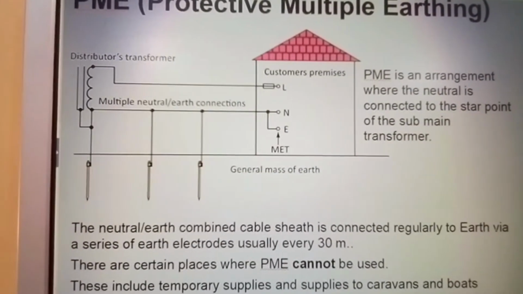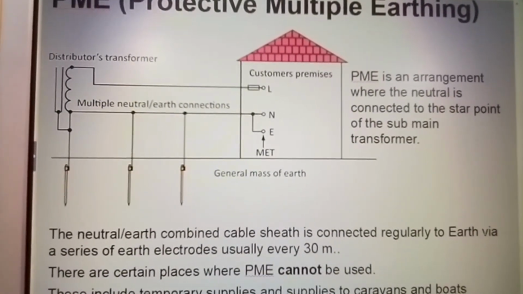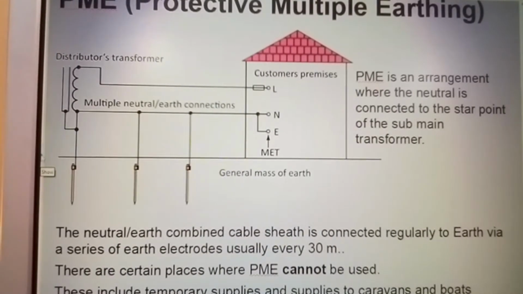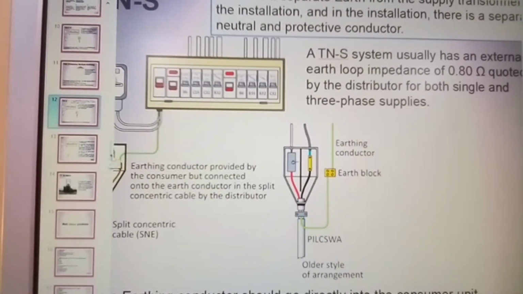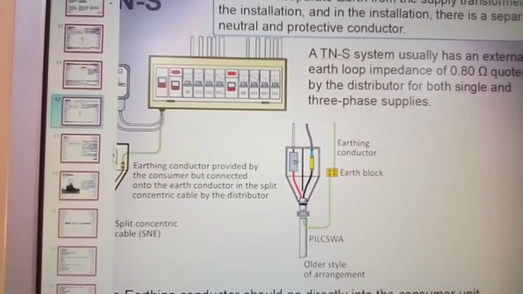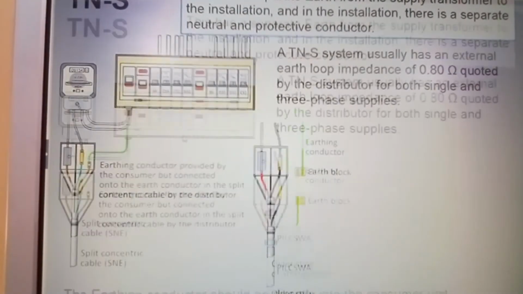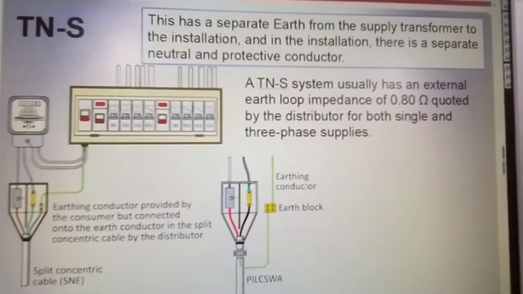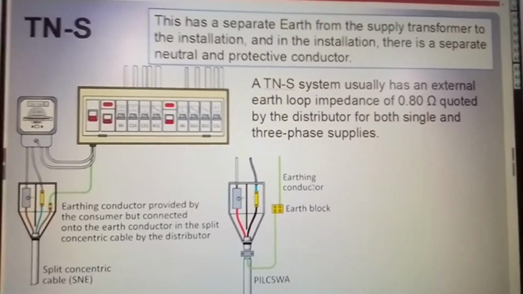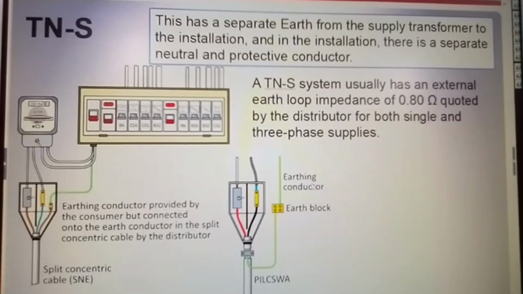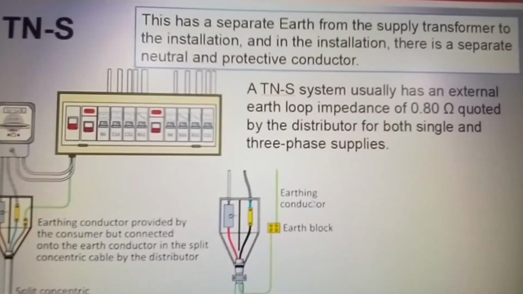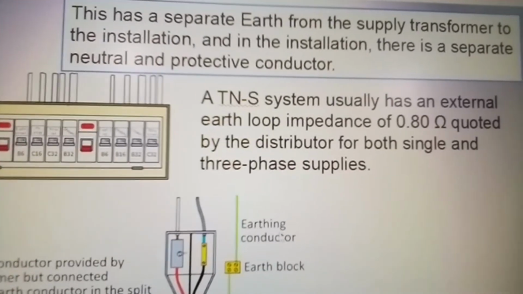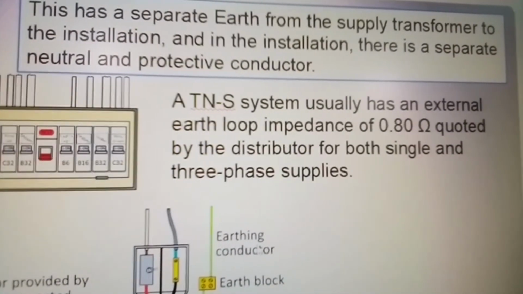Pan back, make sure we can get everything in. Now TN-S. This has a separate earth from the supply transformer to the installation, and in the installation there is a separate neutral and protective conductor. Let me just move into this, make sure you can see this and read this for yourselves in full, because it matters tremendously.